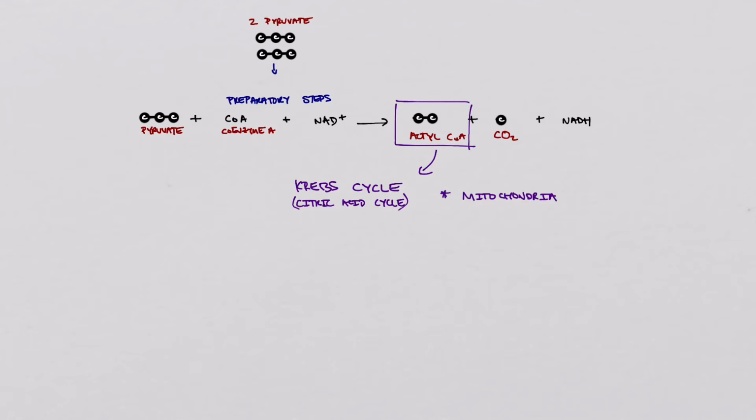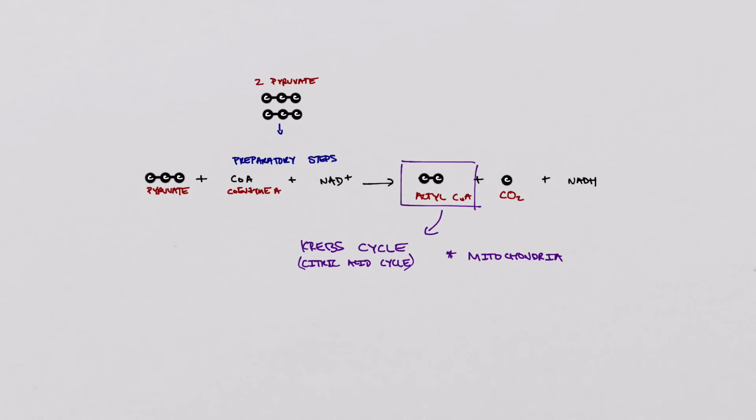Okay, and I just want to emphasize again that we had 2 pyruvate that came out of glycolysis. So remember, I only wrote 1 pyruvate, 1 coenzyme A, 1 NAD+, 1 acetyl-CoA, 1 CO2, 1 NADH. But remember, this is all doubled. This happens twice because there are 2 pyruvates that enter each prep step.